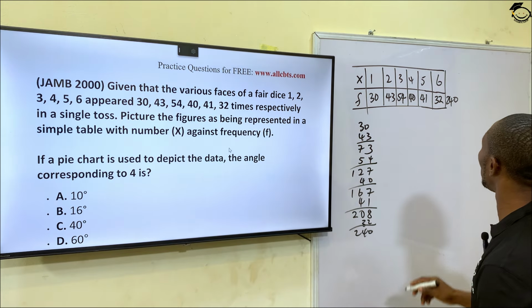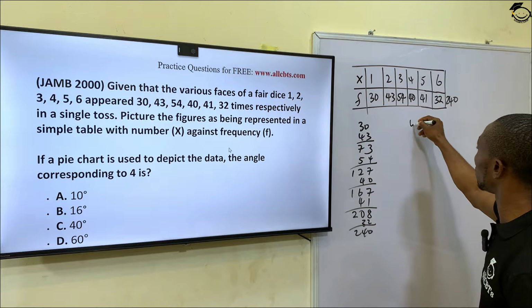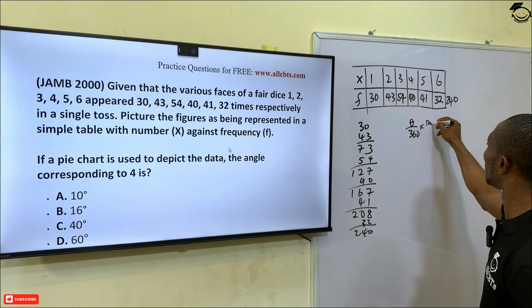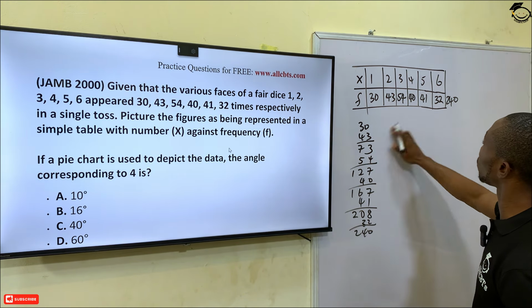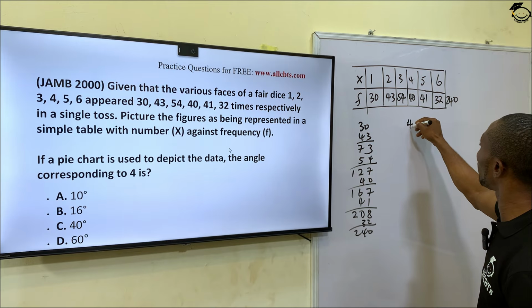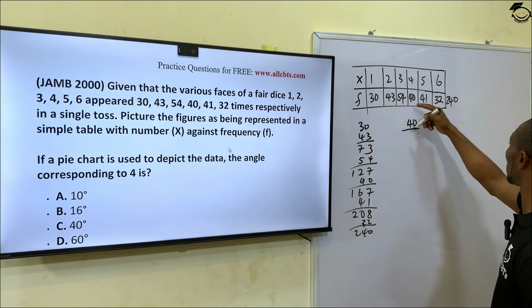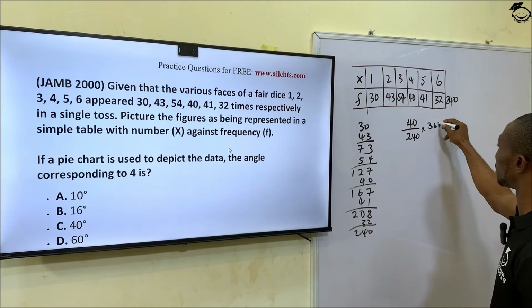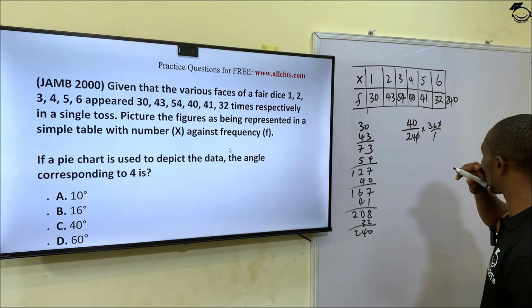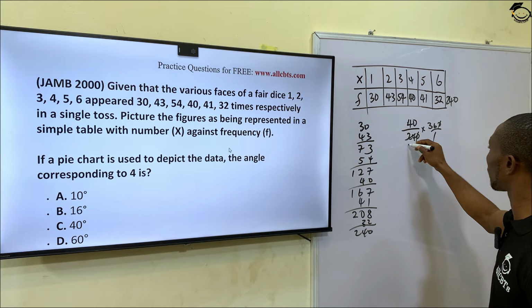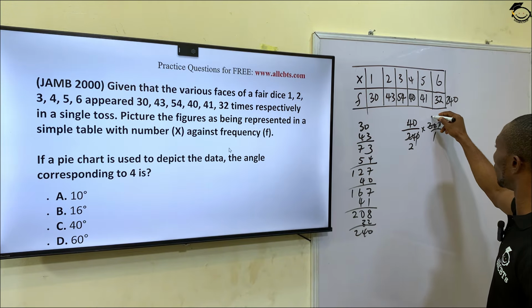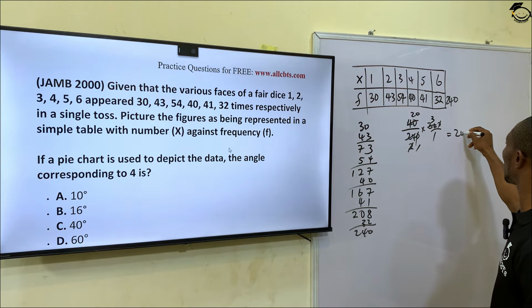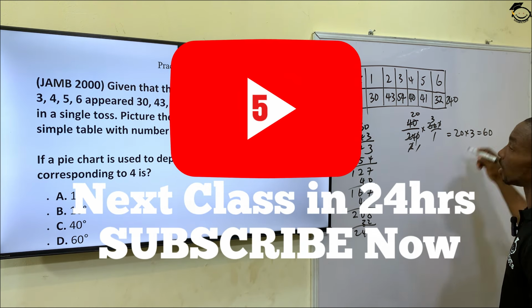Now having 240, and we know that our degree for pie chart is theta over 360 times our number. Now in this case, since we are looking for theta, this becomes the frequency of 40 over our summation, which is 240, times 360 over 1. This cancels this. 2 here, 12 here will give us 2. 12 here will give us 3. 2 here, 1. 2 here, 20. So we have 20 times 3, which gives us 60.